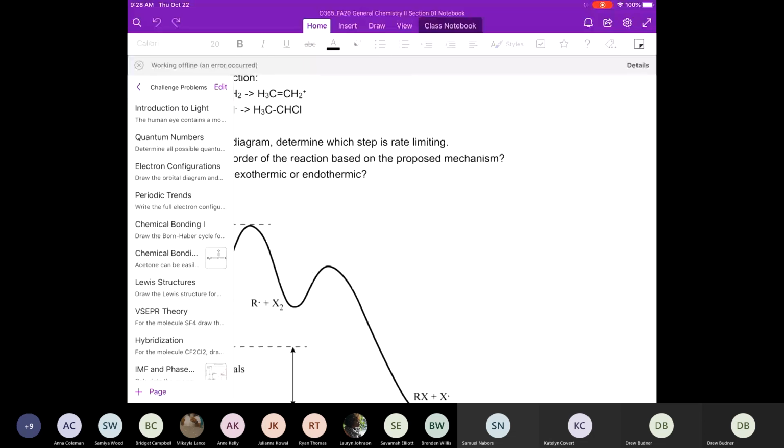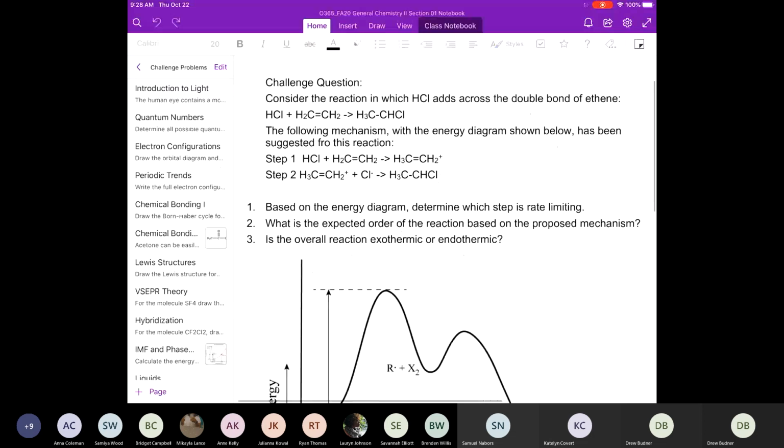If we have a chemical reaction in which HCl, hydrochloric acid, adds across the double bond of ethene, so this is ethene, and this hydrogen chloride, the HCl, is going to be added across. So one side gets the hydrogen, the other side gets the chlorine, right? When we do this, we can propose the following mechanism, right? So we're going to go from this overall reaction to a step-by-step process of how this reaction occurs, right? And then we're going to graph that below, right?